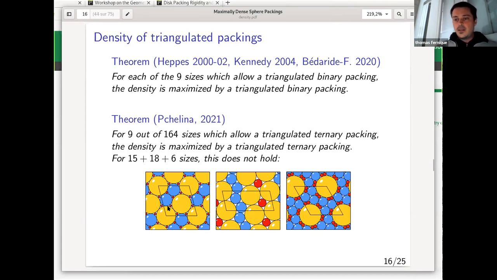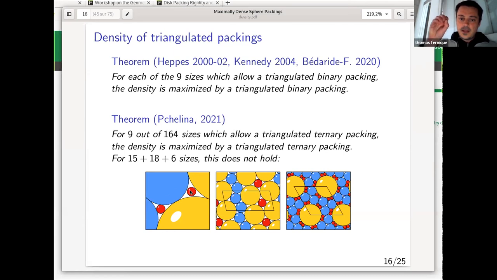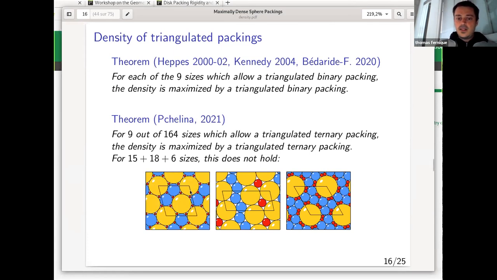Of course, you increase the density, but if you look a bit closer, you see that the disks that you added can wiggle a bit in the hole. That is, you get a packing which is no longer triangulated. So for this size of disk, the densest packing is not triangulated. It's not the one that you maybe wanted to be the densest one.